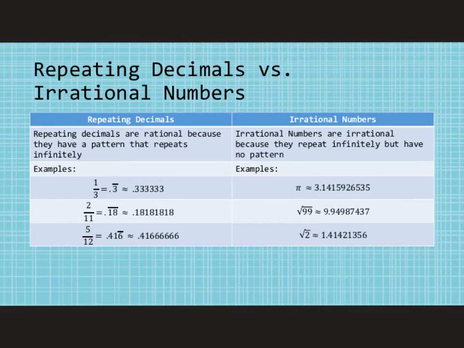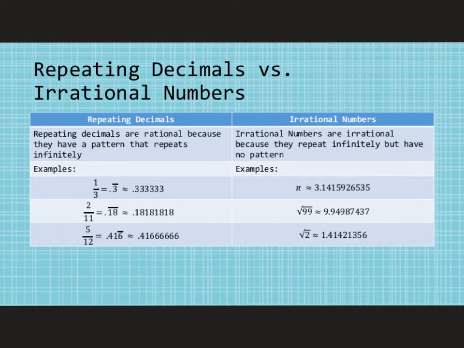So let's compare repeating decimals to irrational numbers. So repeating decimals are going to be rational. They are rational because they have a pattern, and most of the time I can turn them into a fraction. So like 1/3 is 0.3 repeating. It's got a pattern. Yes, I have to approximate it, but it goes on forever.